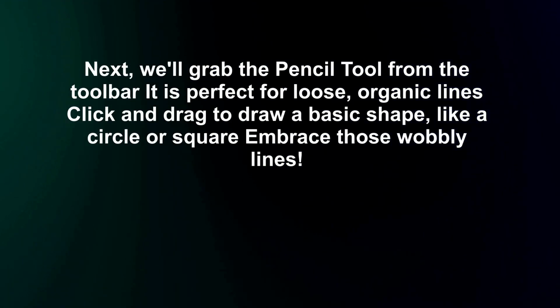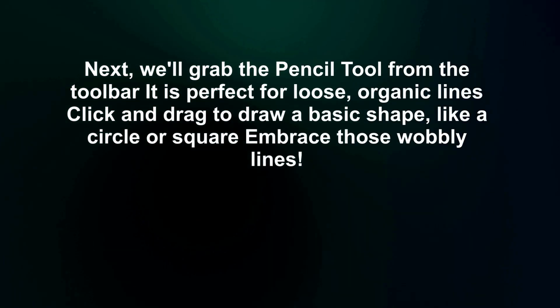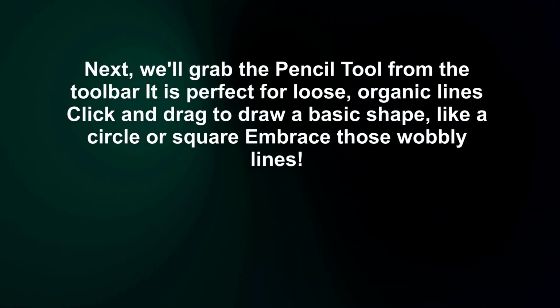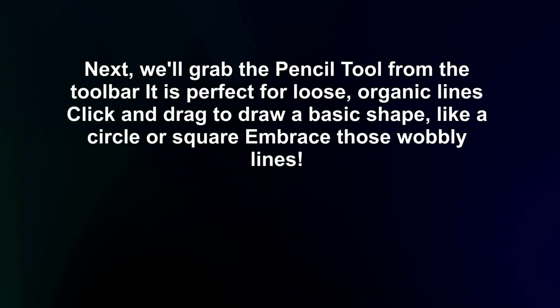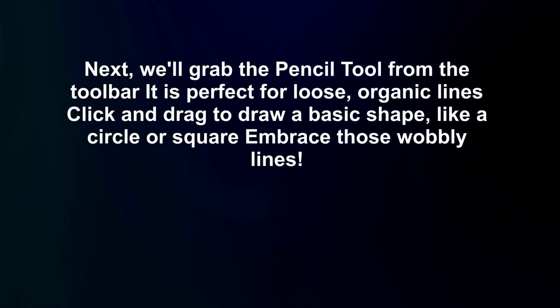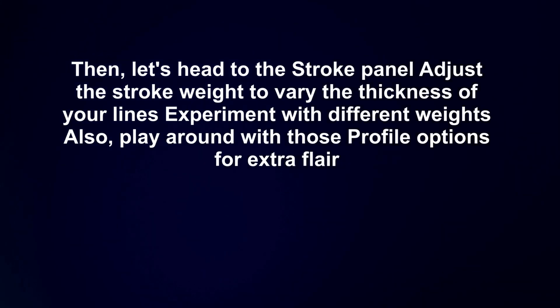Next, we'll grab the pencil tool from the toolbar. It is perfect for loose, organic lines. Click and drag to draw a basic shape, like a circle or square. Embrace those wobbly lines. Then, let's head to the stroke panel.